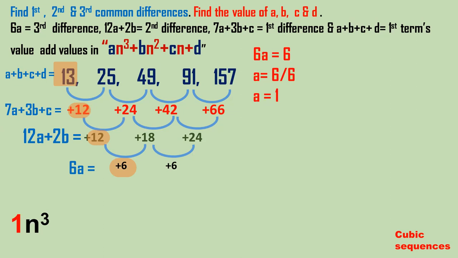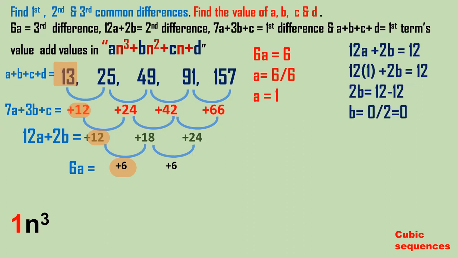I'm going to take the second equation, 12a plus 2b is equal to 12. So here I have the value of a. I'm going to substitute this value of a here. So that will produce 12 multiplied by 1, that's 12. And this 12 is plus, so on the other side it will be subtracted: 12 minus 12. That answer is 0. So in this way, the b value is equal to 0 here.